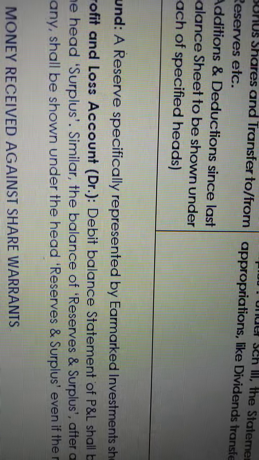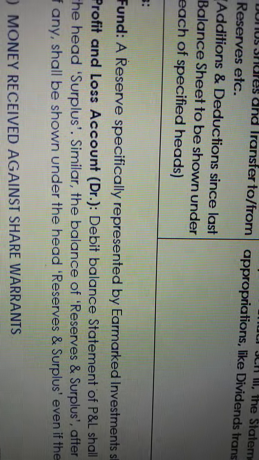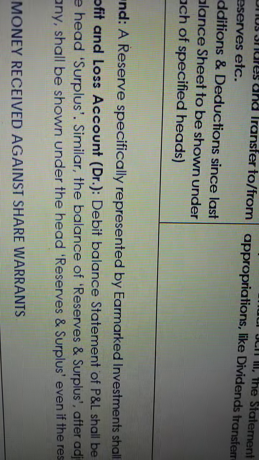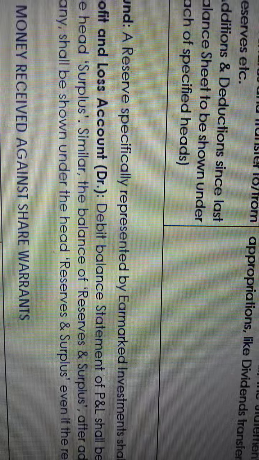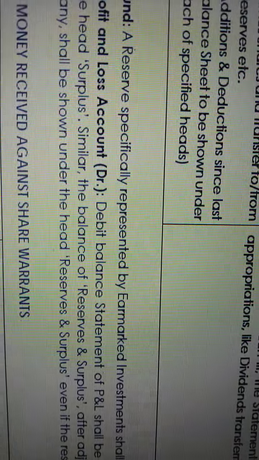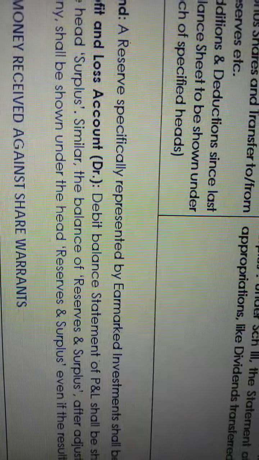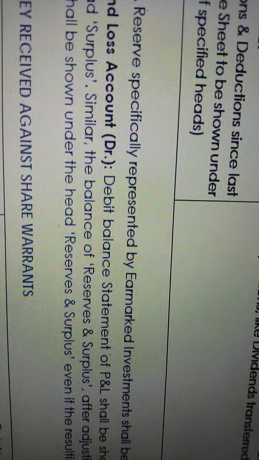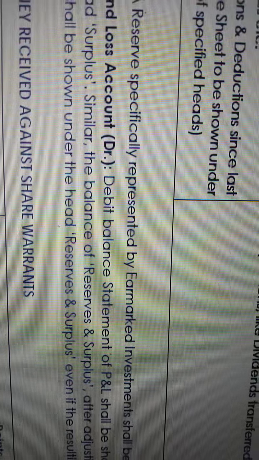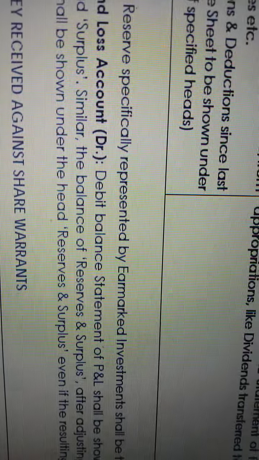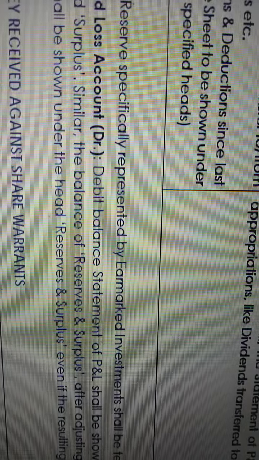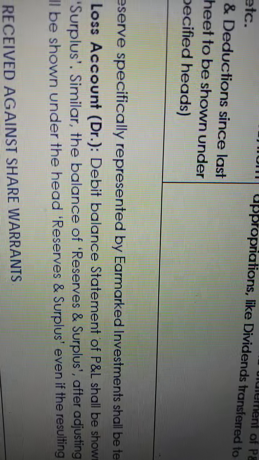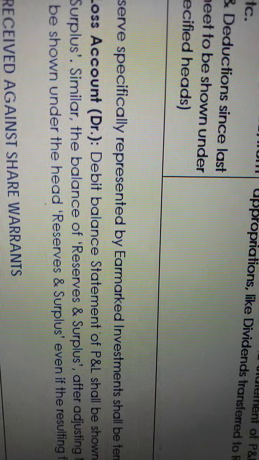As per this Schedule 3, what they said is, if it is a debit balance, then present it under the reserves and surplus account and do the adjustment there. For example, my reserves and surplus is 1000 rupees, credit balance. My P&L debit balance is 200 rupees negative. Loss. P&L negative means loss, that is why it is a debit balance, right?